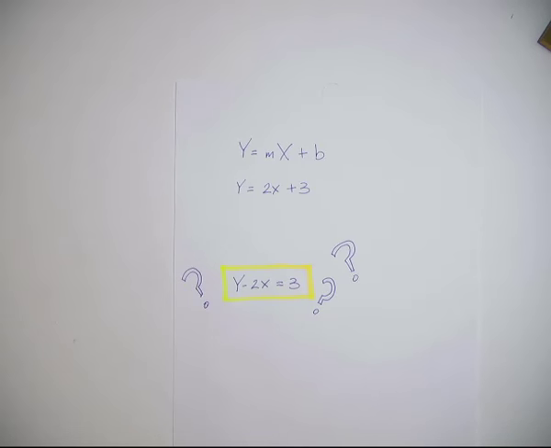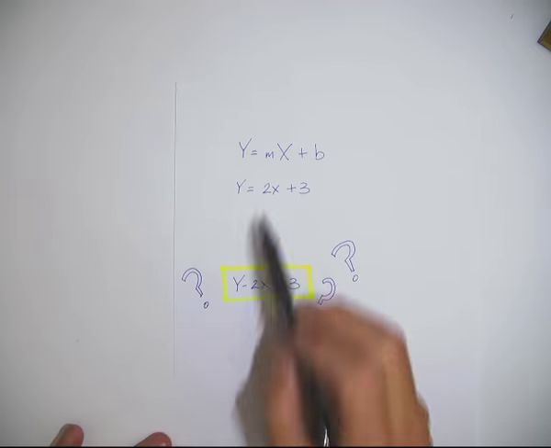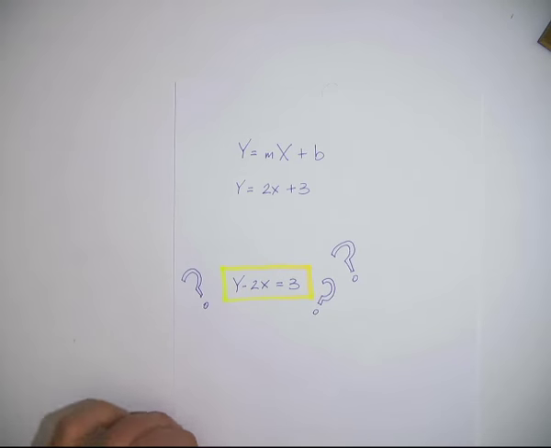Up until now, we've been working with equations that were already in the slope-intercept form, or y equals mx plus b, like y equals 2x plus 3. But what happens if we get an equation that isn't in slope-intercept form? What happens if we have an equation like y minus 2x equals 3? When we have a situation like this, we have to balance the equation.